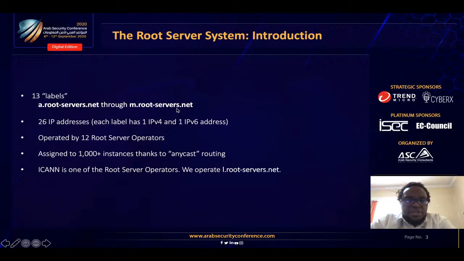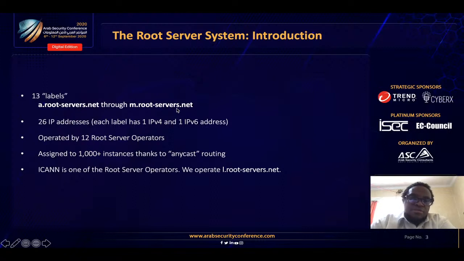Today, the root server system is widely distributed. There are over 1,000 instances. As of July 2020, there are 1,086 instances around the world. However, many people get confused. They think there are only 13 root server instances or 13 root server systems. However, this is not true, because what the 13 actually are is labels.